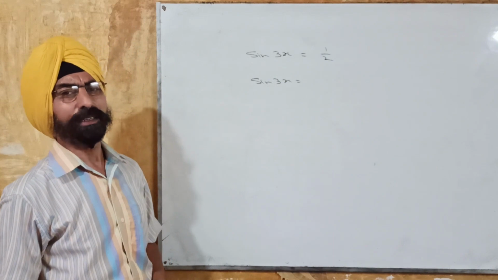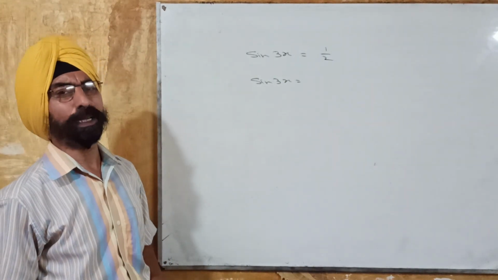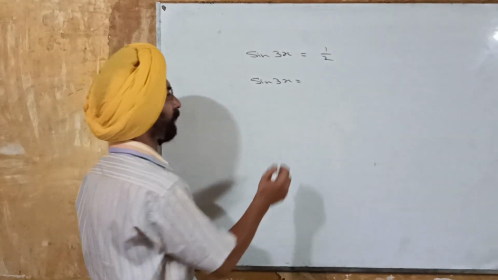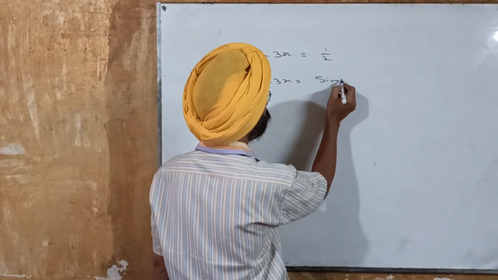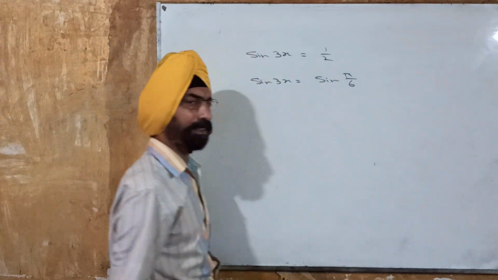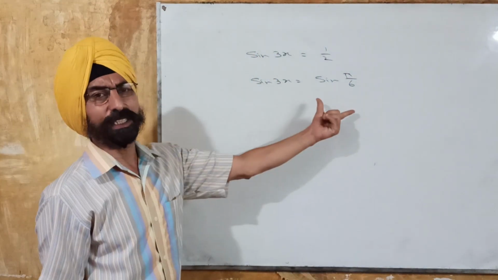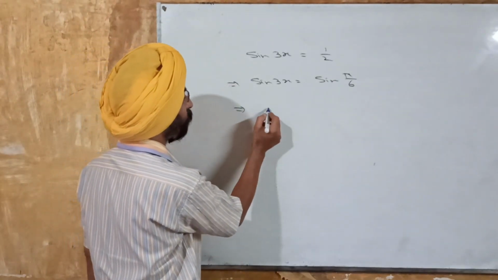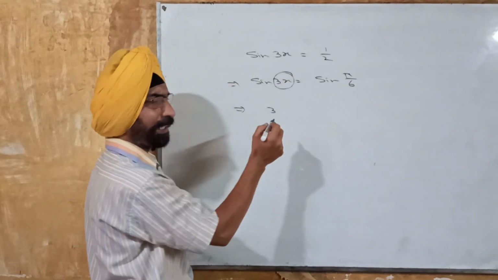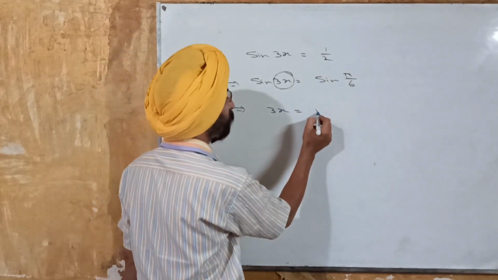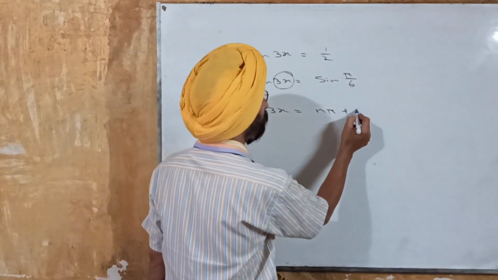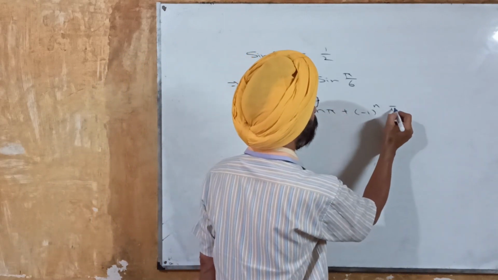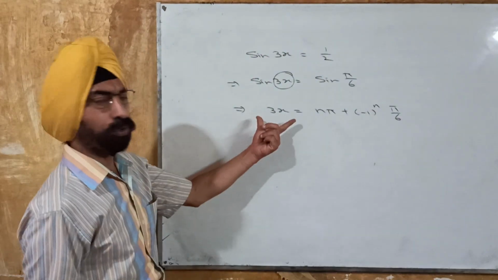You know that in the first quadrant, the value 1 by 2 is assumed by the function sin at the angle pi by 6. So I can write sin 3x is equal to sin pi by 6. Now you are getting an equation of the type sin x is equal to sin theta, and this will give you the general solution. Since the angle here is 3x, you will get 3x is equal to n pi plus minus 1 raised to the power n, and theta is here pi by 6. This is the general solution for 3x.